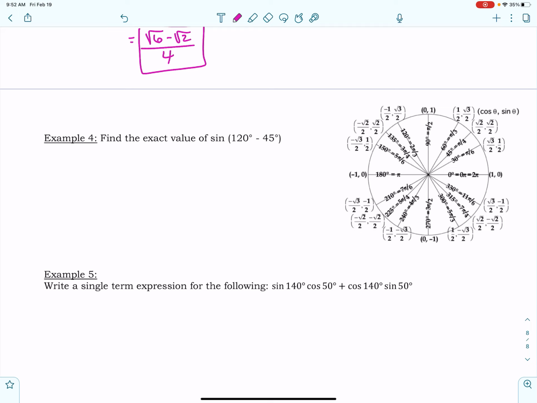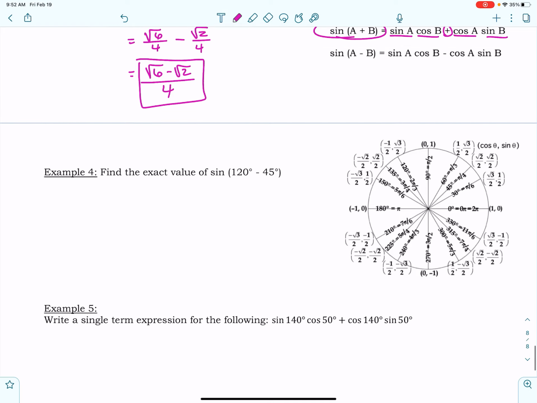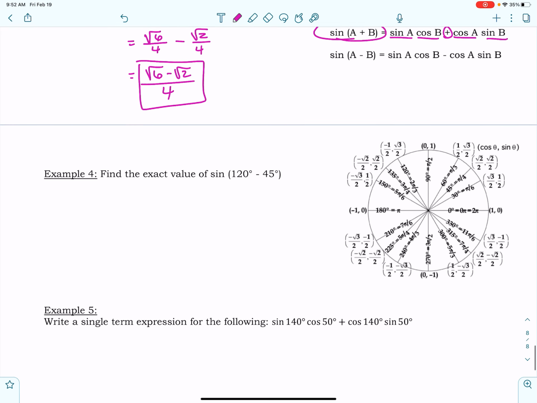Okay, let's look at example 4. We now want to find the exact value of sine 120 minus 45. So for this one, I've told you what you're doing. You don't have to figure out which one it is. So the sine of 120 minus 45, that's going to be the difference here. So that means A is 120 and B is 45. So 120, 45, 120, 45.